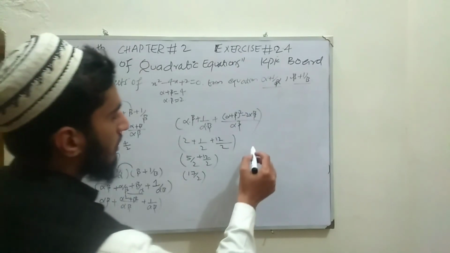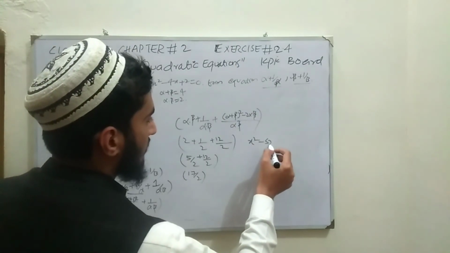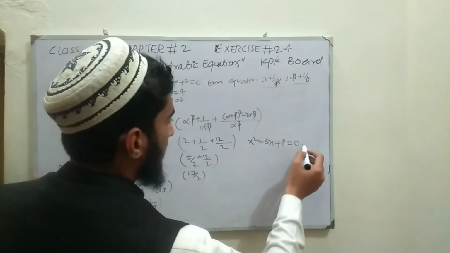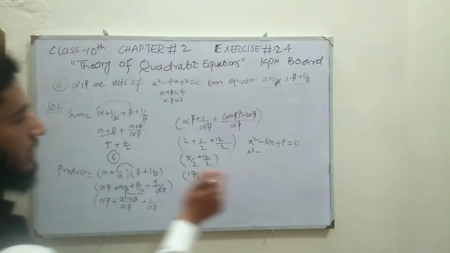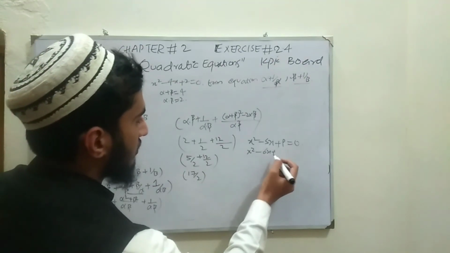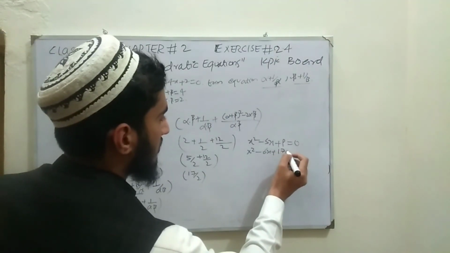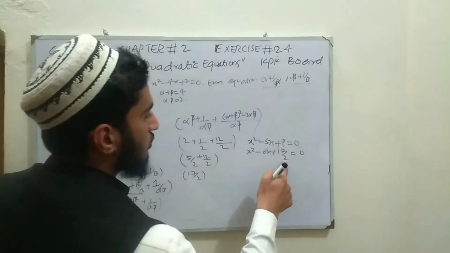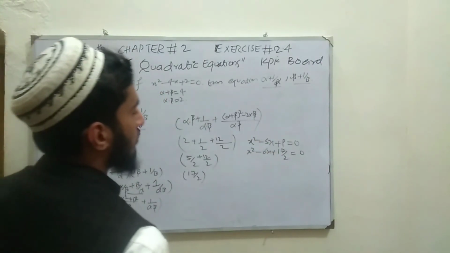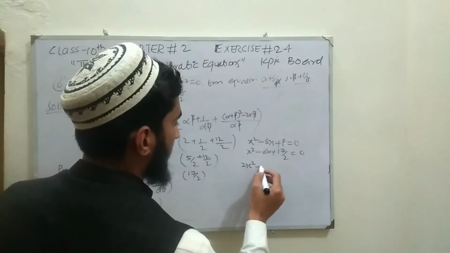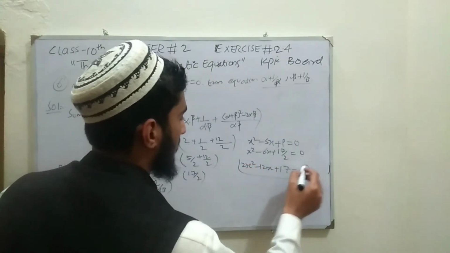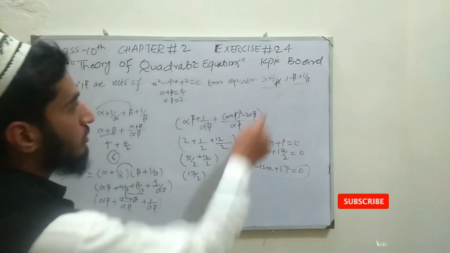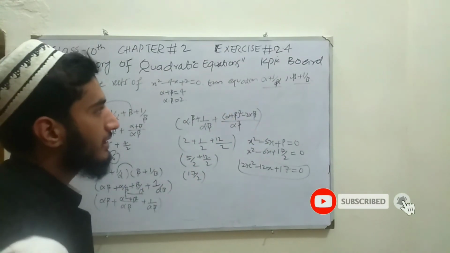Applying the quadratic equation formula, x square minus sum of root x plus product of root is equal to 0. So x square minus sum of root, which is 6, so 6x, plus product of root is 17 over 2. We eliminate the 2 from the denominator, so multiplying 2 to both sides, we are left with 2x square minus 12x plus 17 is equal to 0. So this is the required quadratic equation if the roots are alpha plus 1 over alpha and beta plus 1 over beta.